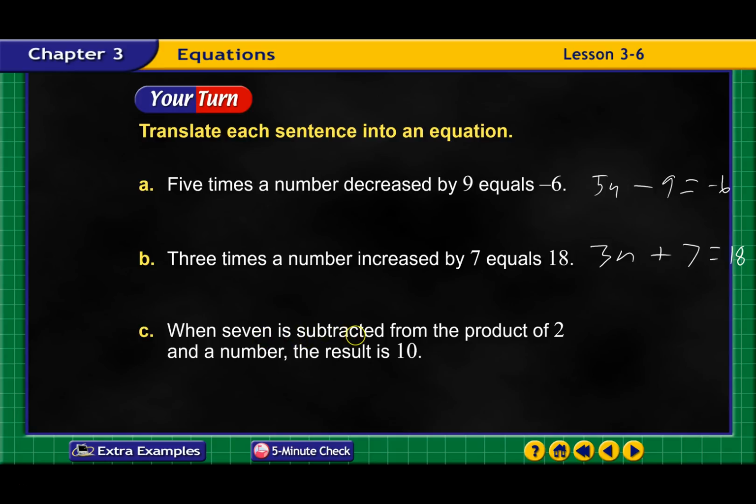When 7 is subtracted from the product, that's going to be your key here. The product of 2 and a number. So I would say put the 2n first. 2n, because you're subtracting 7, so you take away 7 from that one. The result is 10. 5n minus 9.